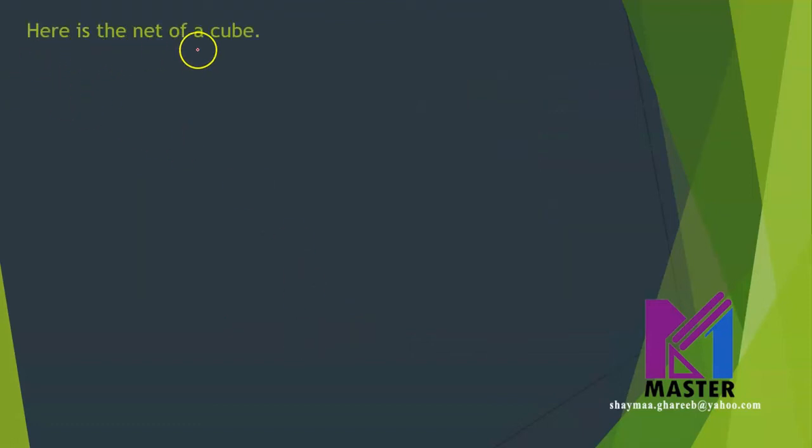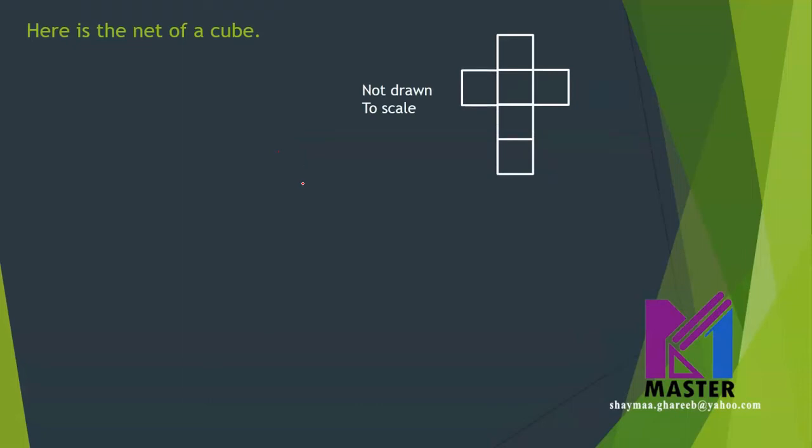Here is the net of a cube. Let's see. The area of the square face is 49 meters squared. Calculate its surface area. Here, he didn't give you the length of the edge. He gave you the area of the square face. So the area of one of these faces is 49 meters squared.